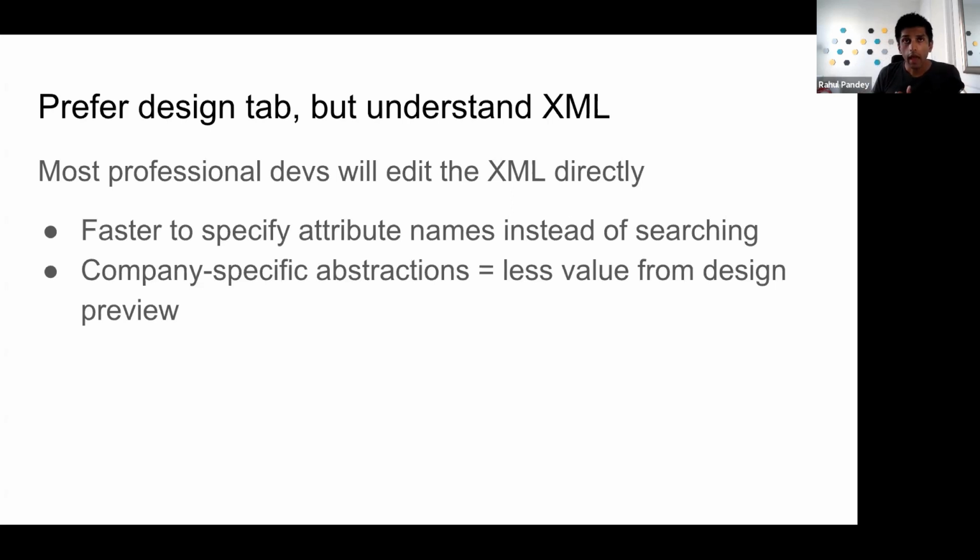And so we actually had something called a Pinterest text view, or a Pinterest button view, or some kind of company-specific abstraction, which basically had the unique handling of how Pinterest buttons should behave under certain attributes, or how it should handle text wrapping, all these different things that we wanted to deviate from the platform in. And so whenever you have that, then you get a lot less value from the design preview.